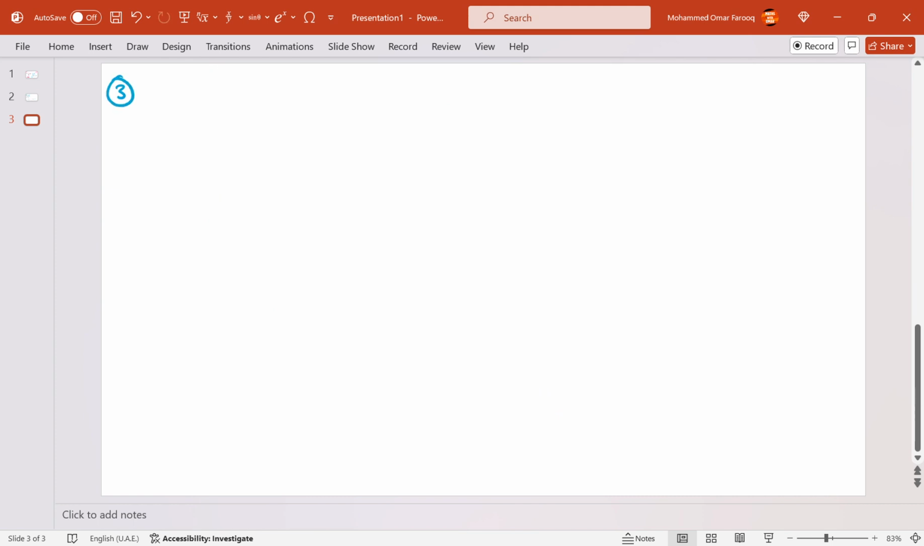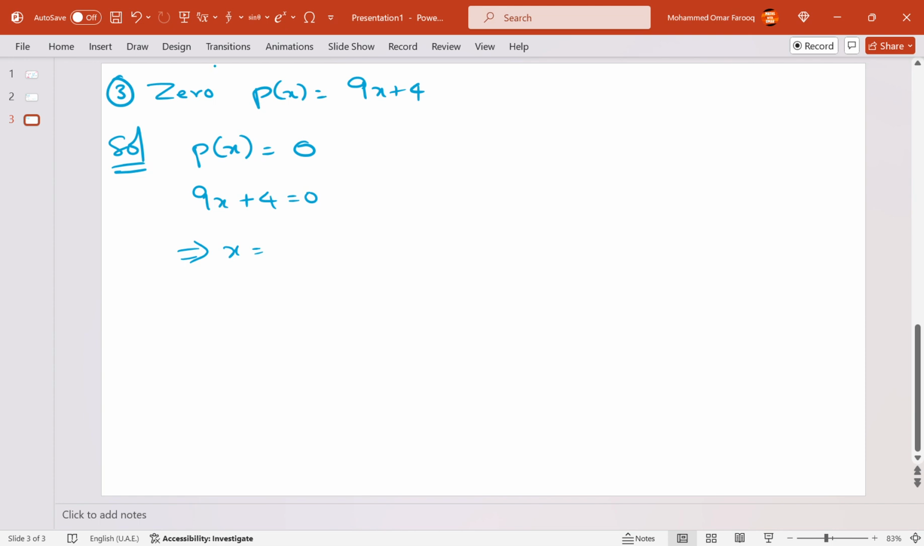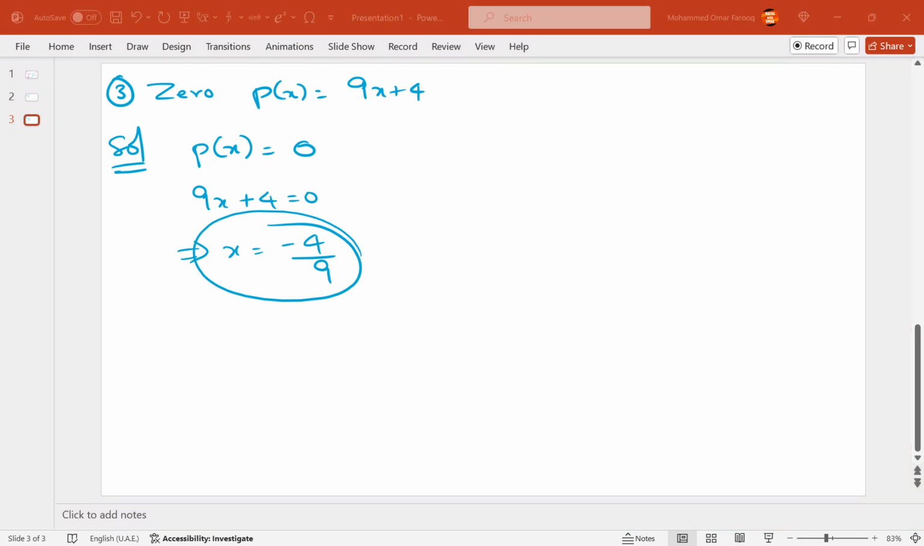So the third question is also to find a 0 for p of x is equal to 9x plus 4. Okay, what is the solution, my dear students? In order to find 0, the value of the polynomial should be 0. So 9x plus 4 is equal to 0. So when you do it, x is equal to minus 4 divided by 9. So this is called the 0 of the polynomial. I am trying to save my time, otherwise I will write the steps. Anyway, I have already told you.